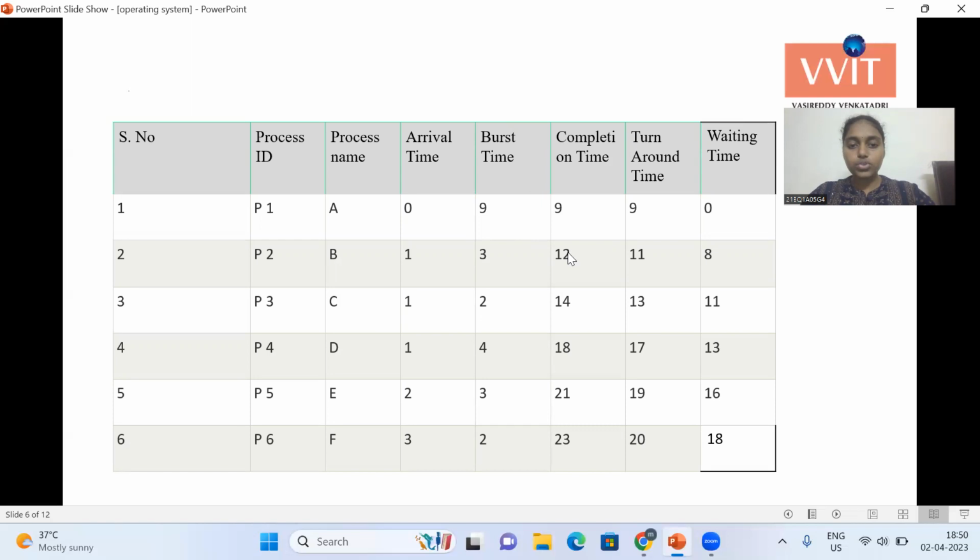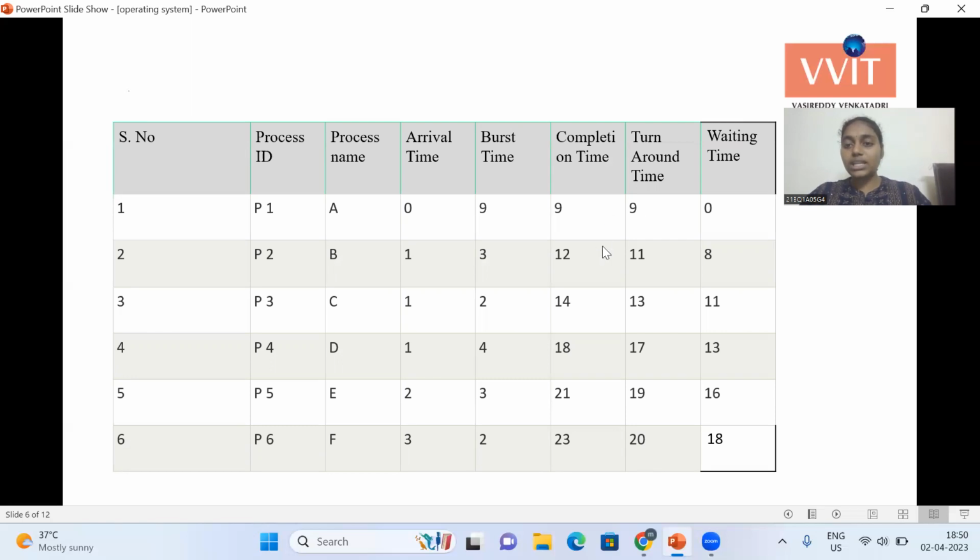And for P2, 12 minus 1 equals 11. For P3, completion time is 14 and arrival time is 1, so the turnaround time for process P3 is 14 minus 1 equals 13. And for P4, 18 minus 1 equals 17. For P5, 21 minus 2 equals 19. And for P6, 23 minus 3 equals 20. Like this, we will calculate the turnaround times here.